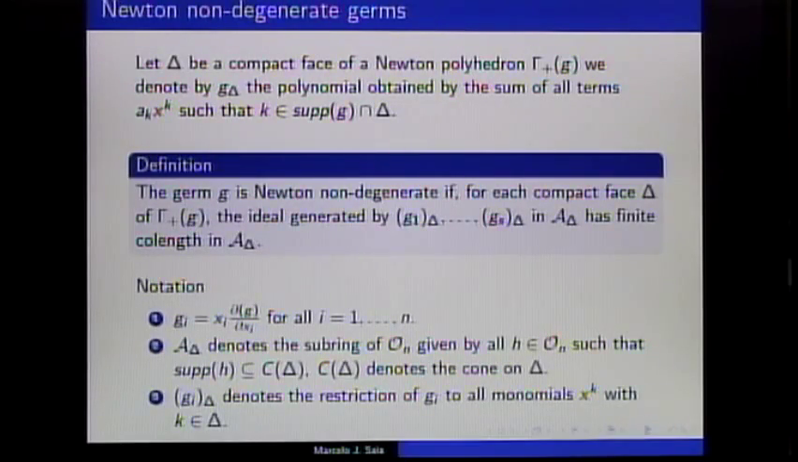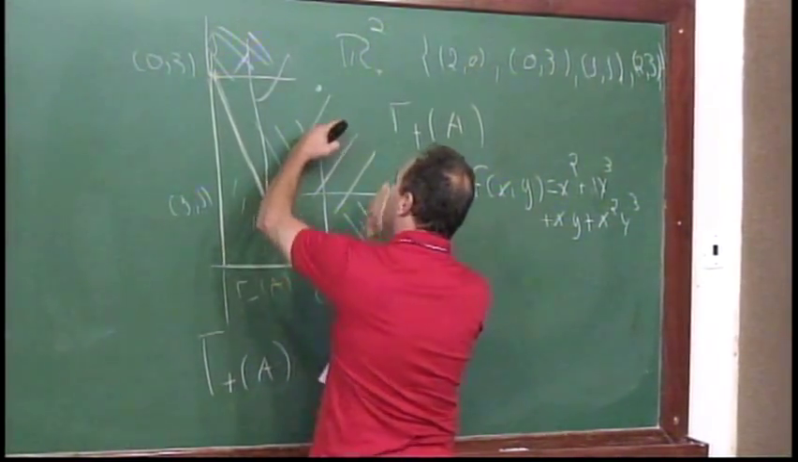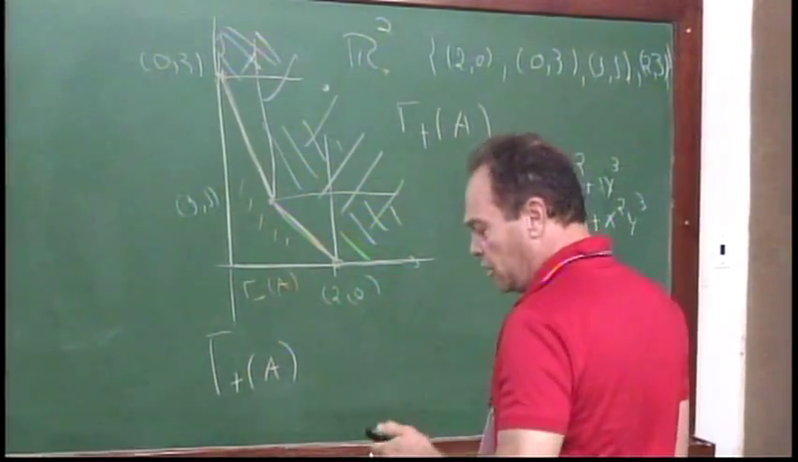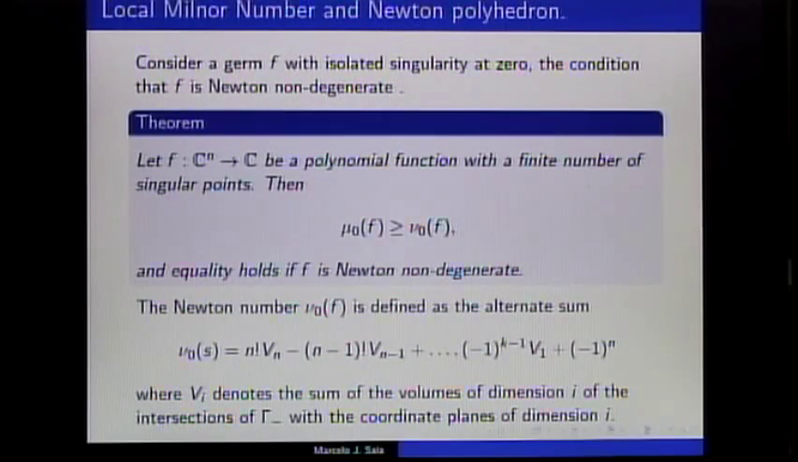We say that the germ, for the local case, is non-degenerate if we can restrict the germ to each compact face, okay, and have a finite codimension ideal in the cones. In fact, this is a purely algebraic definition, and there is a geometric way to compute this also, which I'm going to show in the next definition.